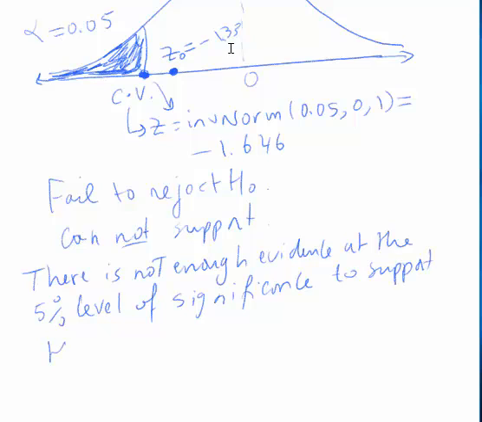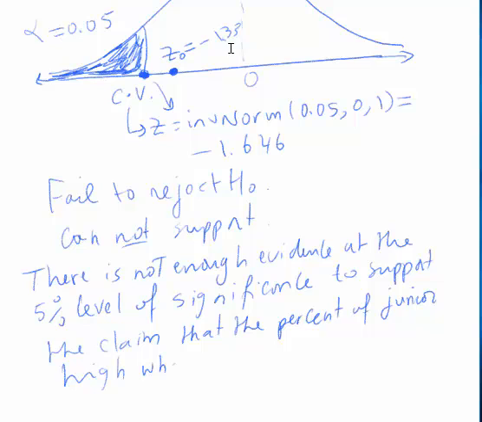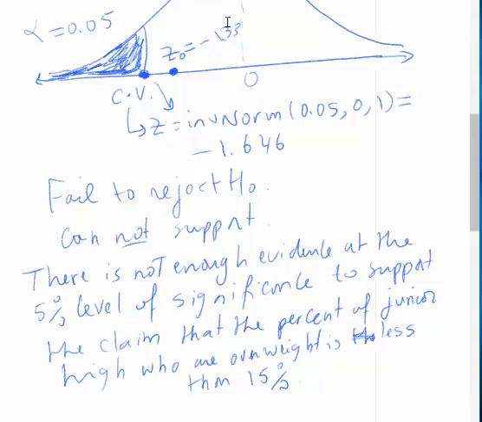the claim that the percent of junior high students who are overweight is less than what? Whatever it is in the problem, less than 15%. So this is how you use the critical value method to test a proportion.